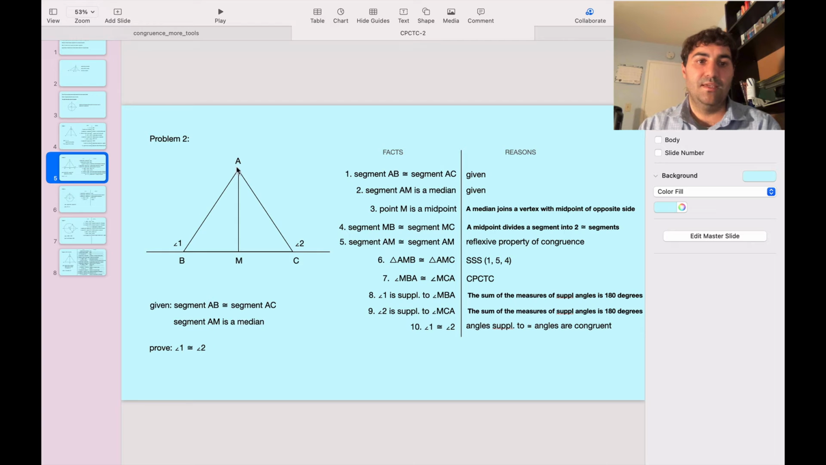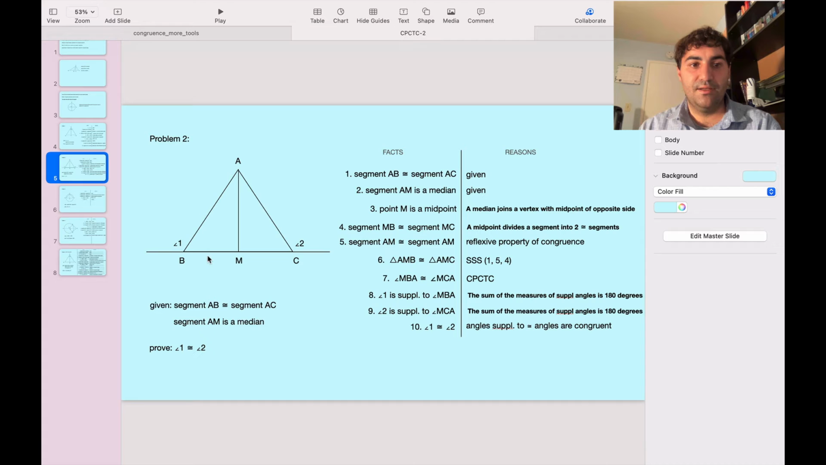So AB, AM, MB, AC, AM, MC, and we have these congruent triangles. And since they're congruent, the corresponding parts are going to be congruent as well. So angle MBA here is congruent to angle MCA here.